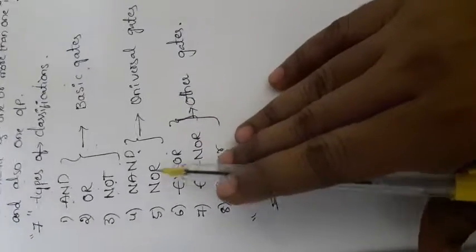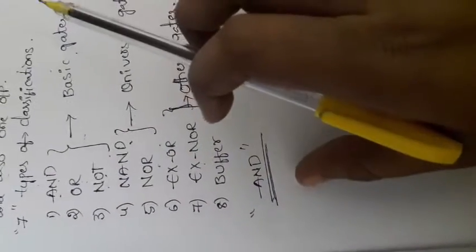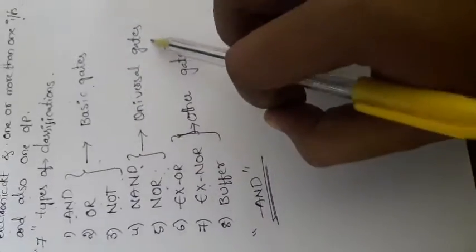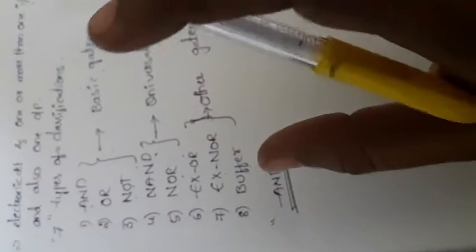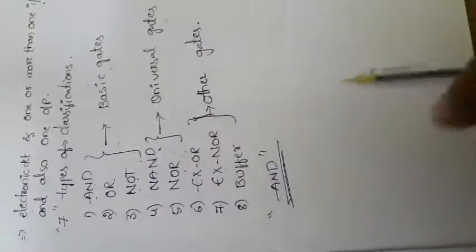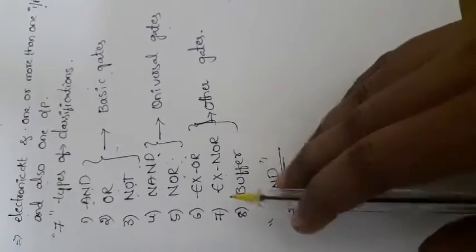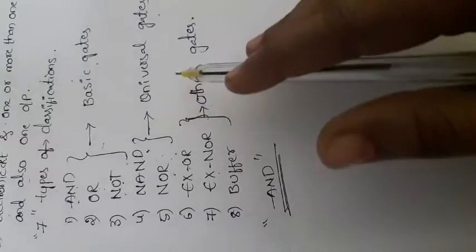Okay, similarly by using NOR gates we can realize all other gates. So that's why we call these two gates universal gates. By using these two gates we can realize all other gates. Okay, and the other gates are just for operating boolean expressions. Now, to simplify the boolean expressions, we use XOR and XNOR gates.